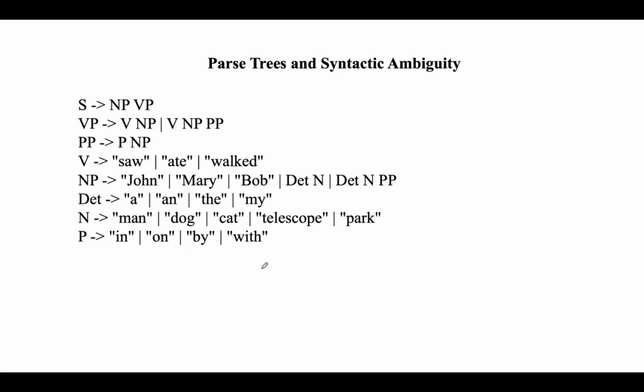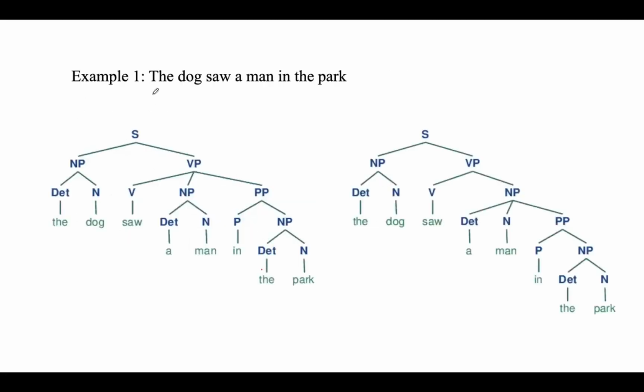Which is nothing but ambiguity about attachment. If you take this example, let us take the sentence as "the dog saw a man in the park". Here we can find ambiguity about attachment since the PP "in the park". So this is a PP, which connects three words, "in the park", and that needs to be attached to one of the two places in the tree.